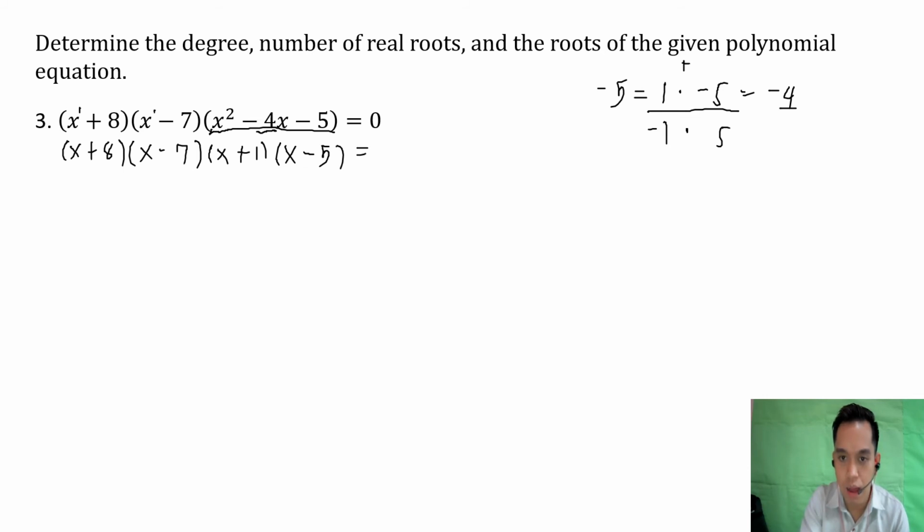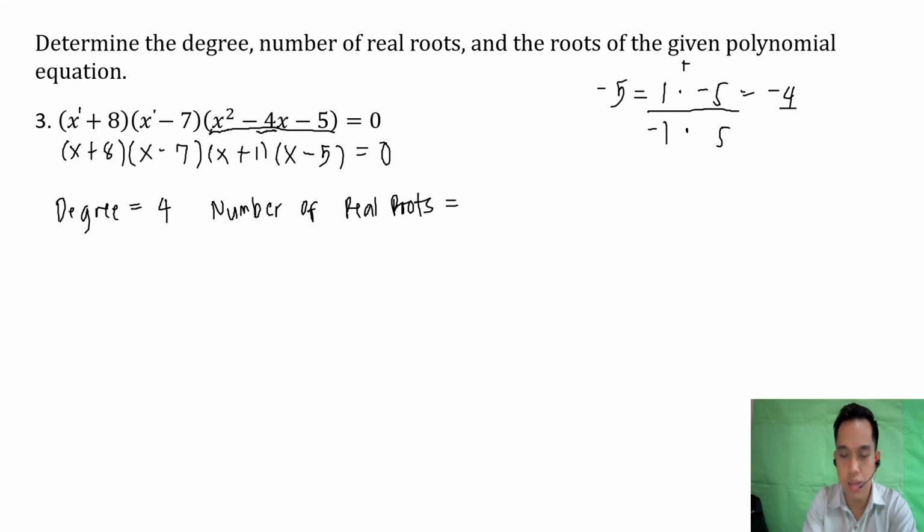yun, equals 0. Okay, so therefore, the degree of the polynomial equation, yung kabuuan, what is the degree of our polynomial equation? So, okay, 4, very good. Then the number of real roots, or the number of roots is how many? Okay, 4 also. So, meron tayong 4 na real roots dito sa ating polynomial equation.